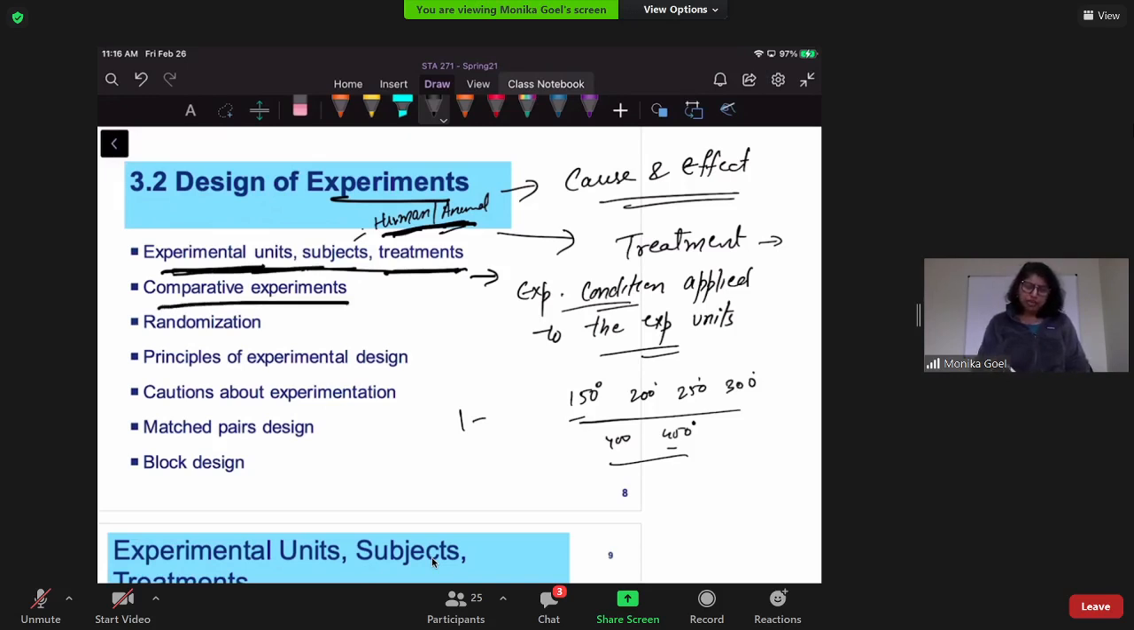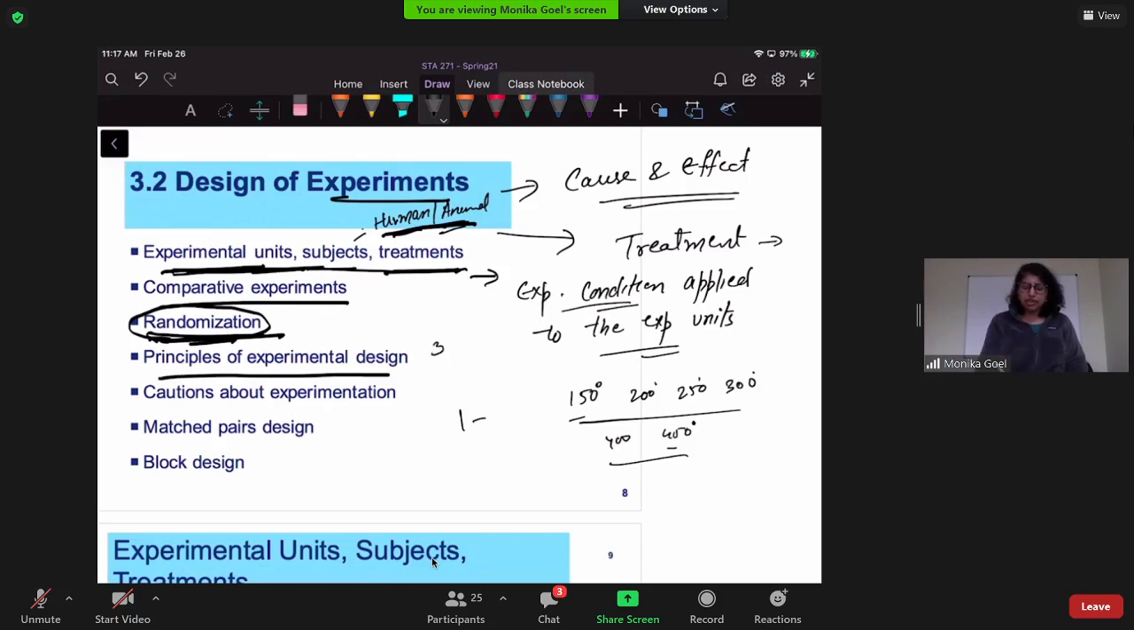We will talk about comparative experiments. Randomization we already discussed in 3.3 when we were talking about simple random sampling. We discussed what randomization is and what ways we need to follow to prevent bias in our sample. The first thing we say is that randomization is the key to prevent bias. We will talk about principles of experimental design.